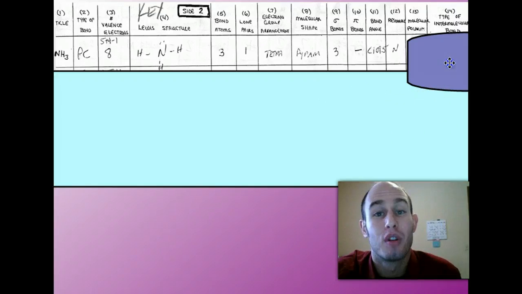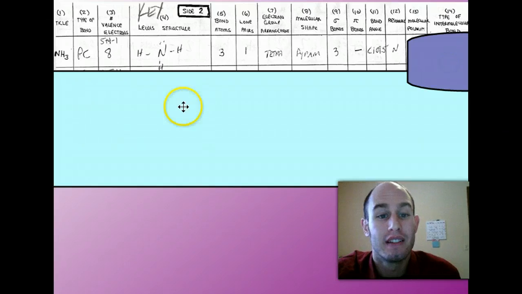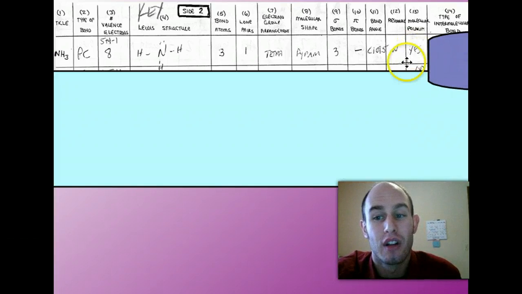And molecular polarity. Does molecular polarity exist for this molecule? Well, it is a polar covalent bond. Nitrogen's more electronegative than the hydrogens. Yes, there is a polarity pointing towards the nitrogen as it hogs most of the electrons.